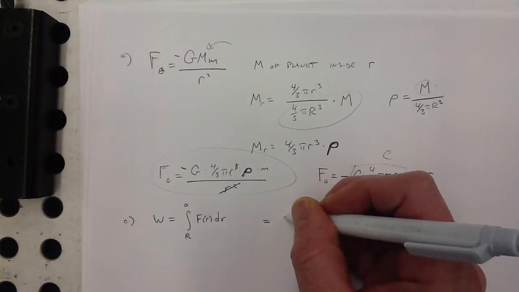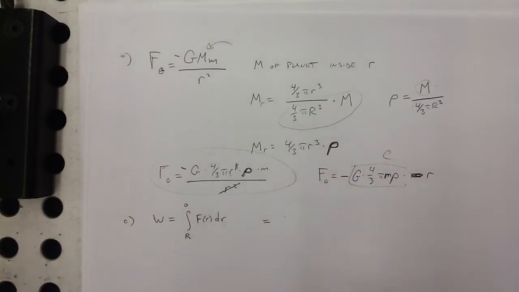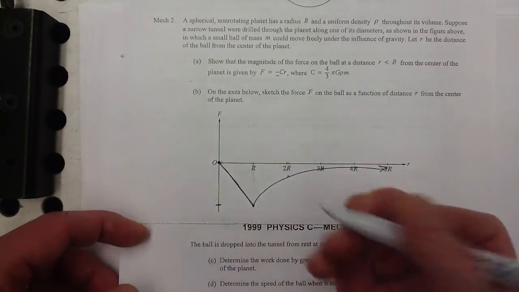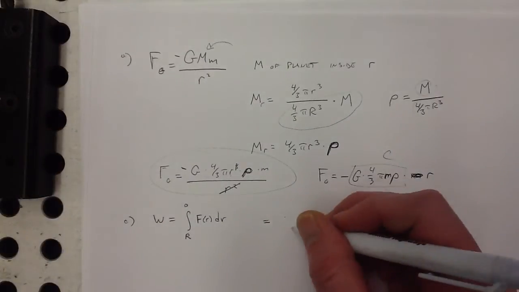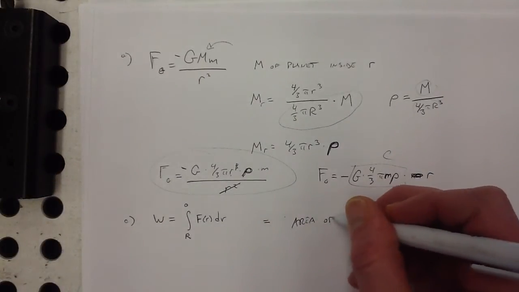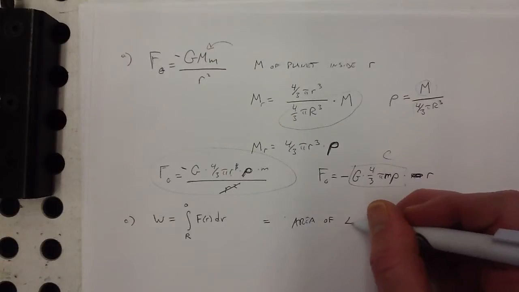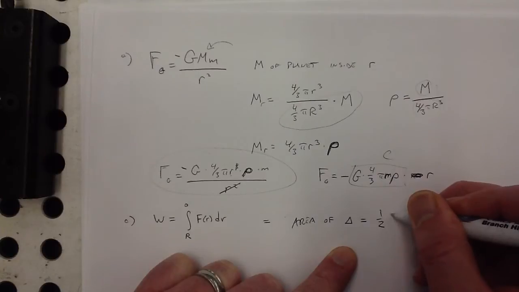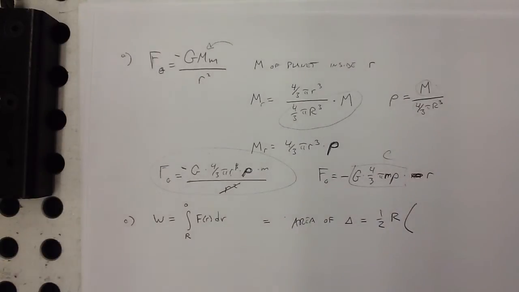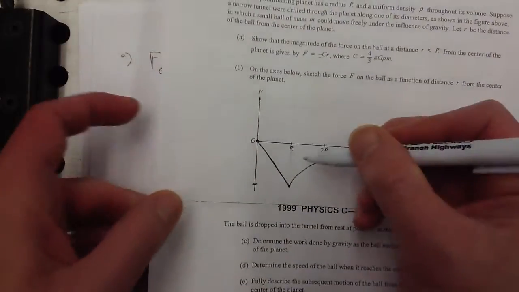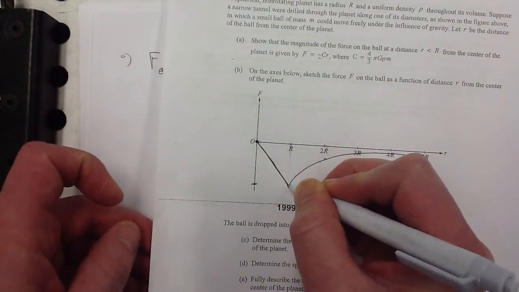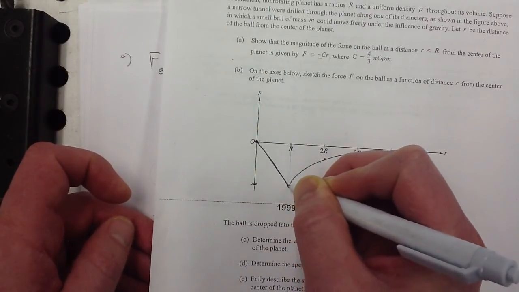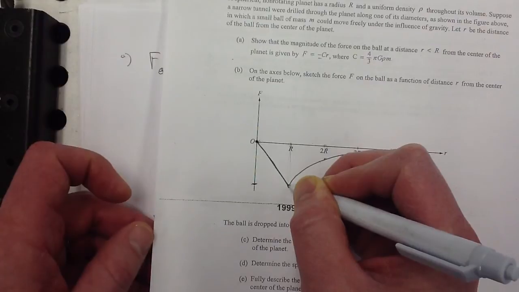Or you could also do it as the area, since we know it's going to be the positive area of this triangle. So you could do it one of those two ways. I'm going to go the area of the triangle way. You could go the calculus route too. Area of the triangle is equal to 1/2. The base of the triangle is r, and the height of the triangle is the gravitational force at the surface, right? Which is just GMm over r squared.